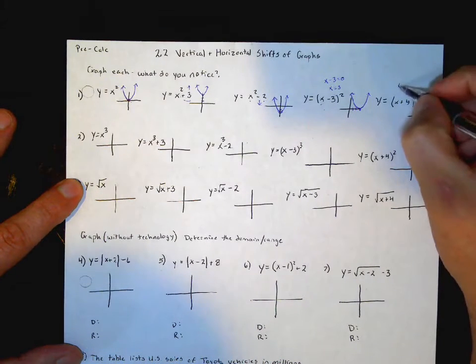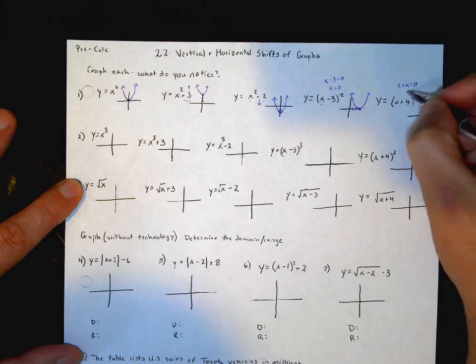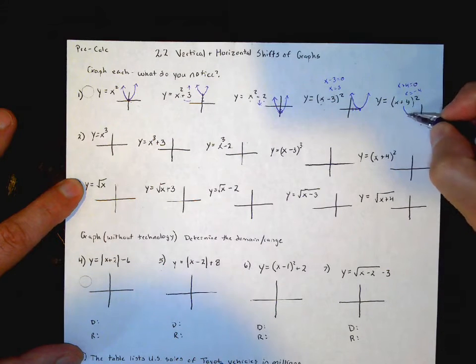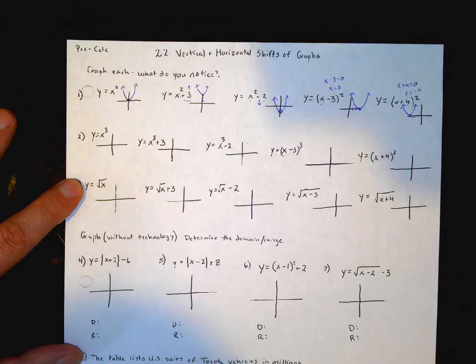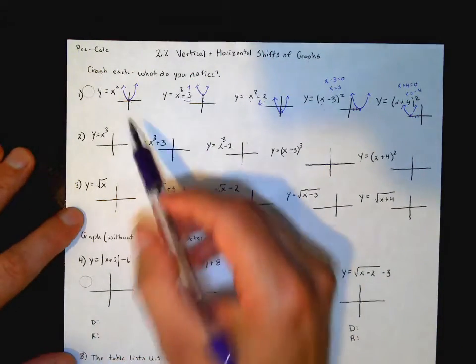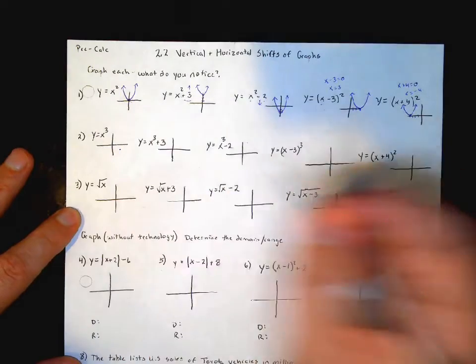Same thing here with this one. If you put x plus 4 equal to 0, you get x equals negative 4. So everything gets shifted or translated 4 units to the left. Okay? So that's the basic idea of all these. We're just going to start with a different parent function.